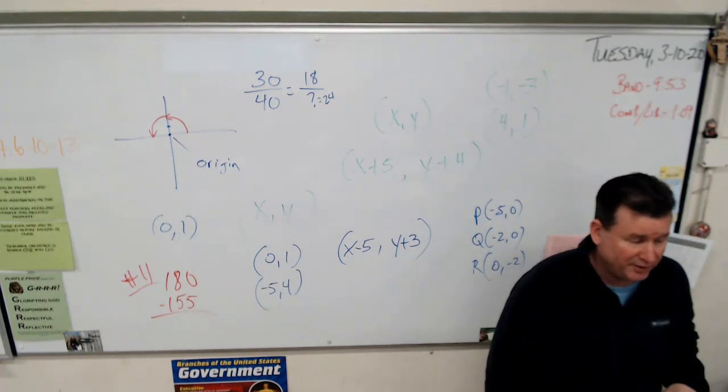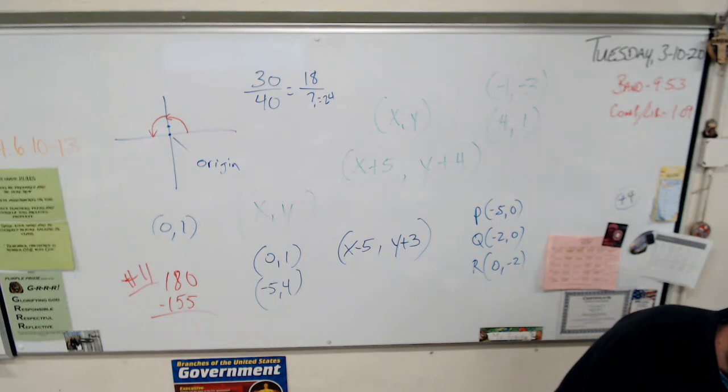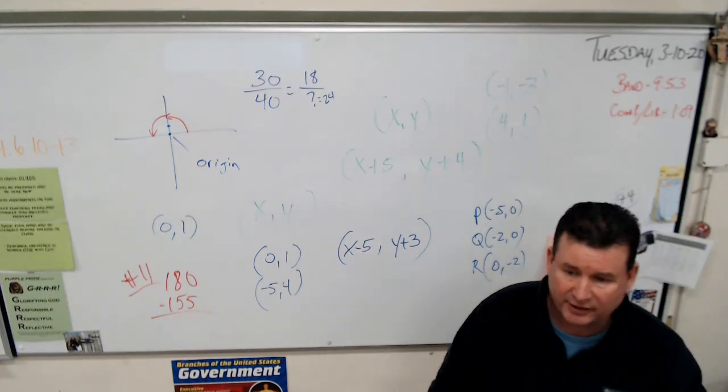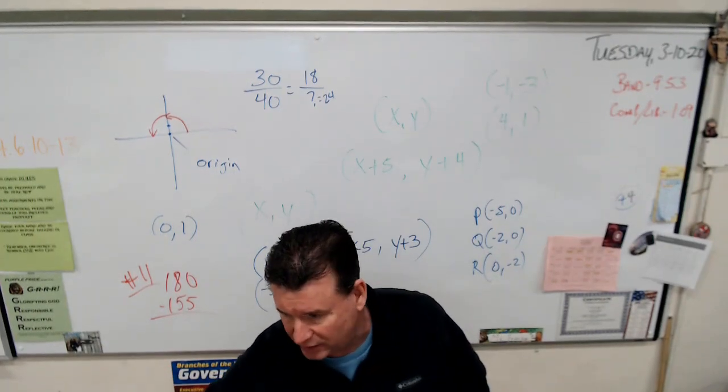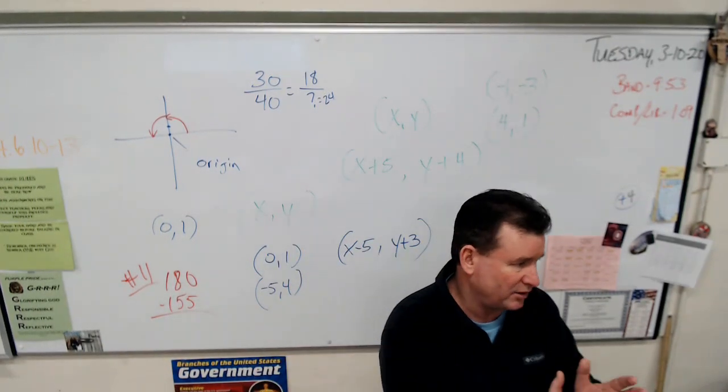Let me say that again. Number 12 has two answers. It's obtuse because there's an angle greater than 90, and it's isosceles because two sides are congruent.